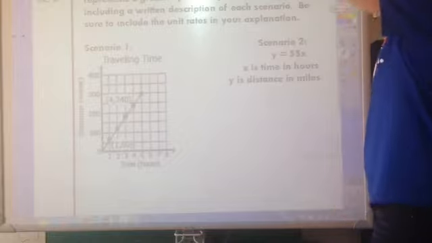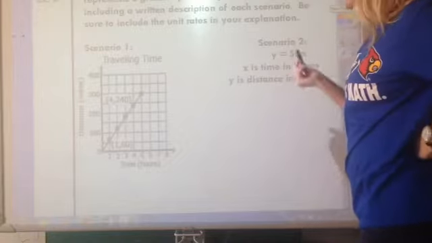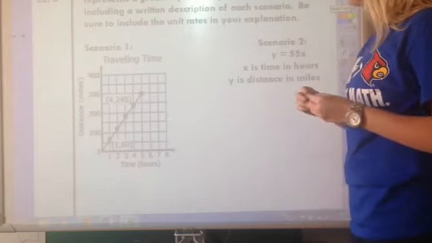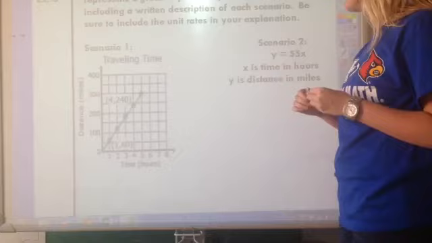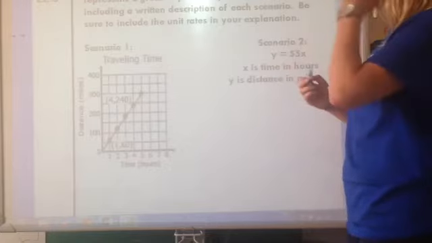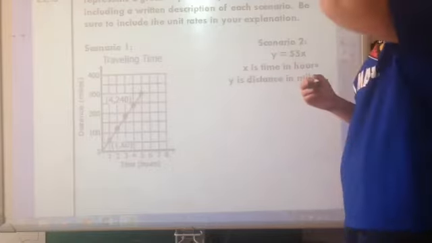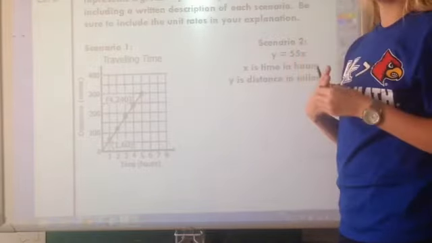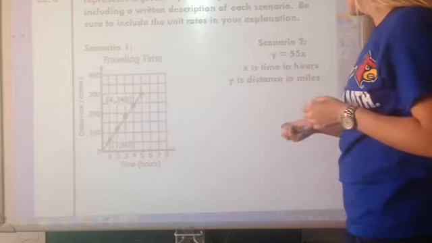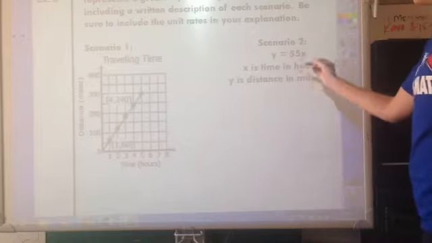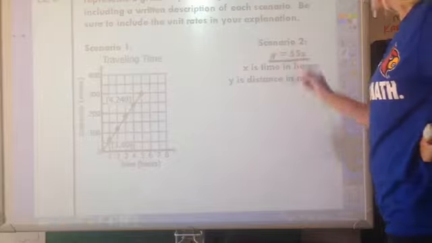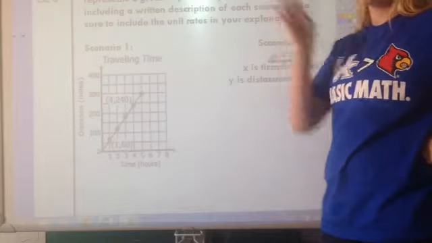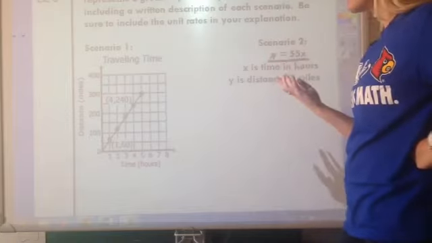Now, let's do one where it's not as close. All right. Compare the scenarios to determine which represents a greater speed. Explain your choice by including a written description of each. Be sure to include the unit rates in your explanation. All right, what I'm really interested in right now is which one has a greater speed, which one's increasing. So the first thing I want to look at is scenario 2, which already has my equation of y equals 55x. So I know that for scenario 2, my line is increasing by 55 every single time. So that's a pretty large number.